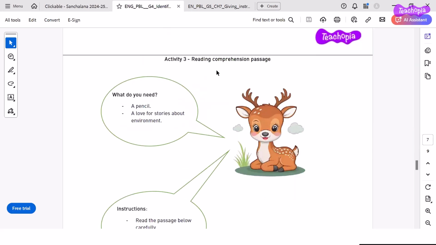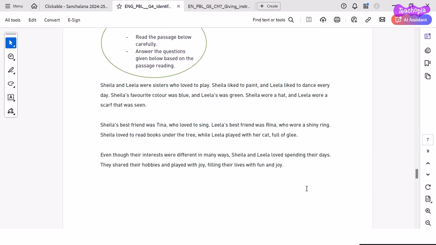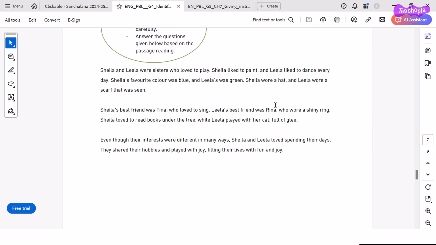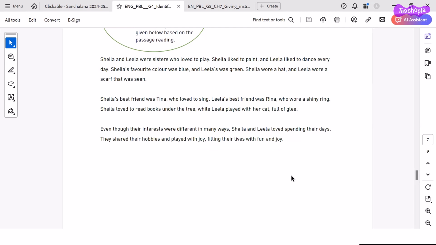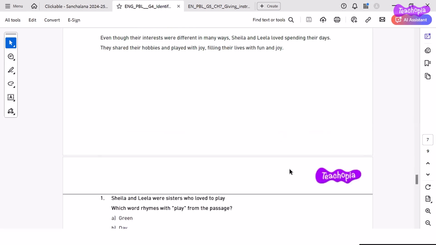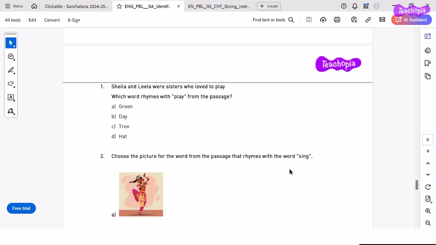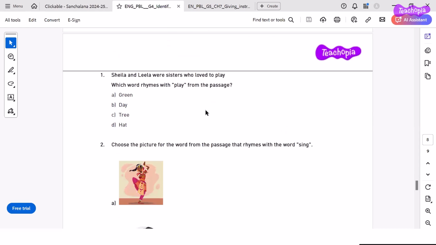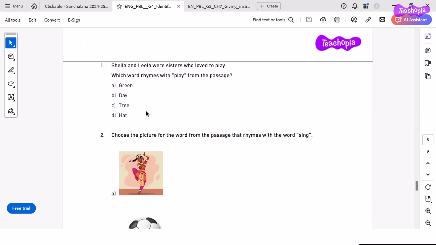The third activity is a reading comprehension passage where you're given a short passage about Sheila and Leela, who are sisters, followed with questions which have 4 options which help you choose the right answer. For example, the first question reads, Sheila and Leela were sisters who loved to play. Which word rhymes with play from the passage? So you have 4 options.